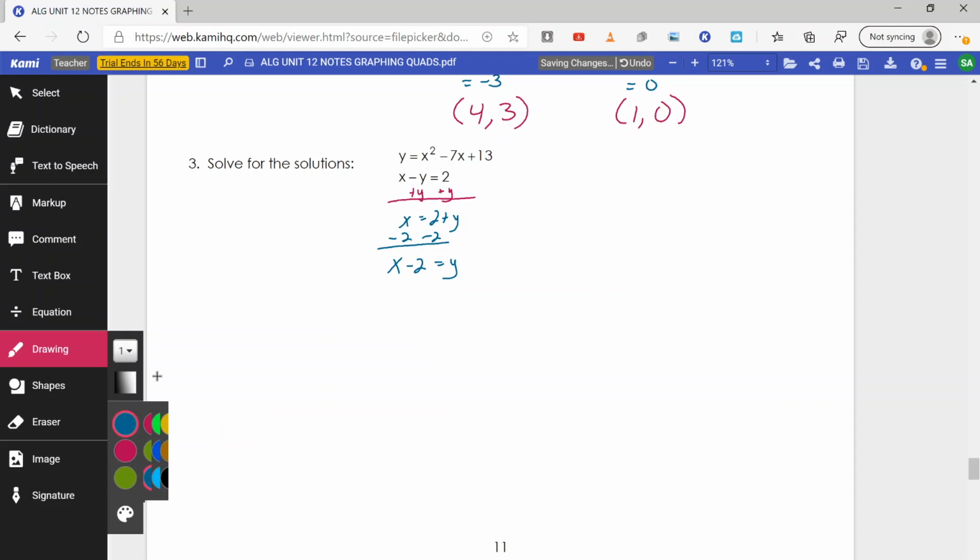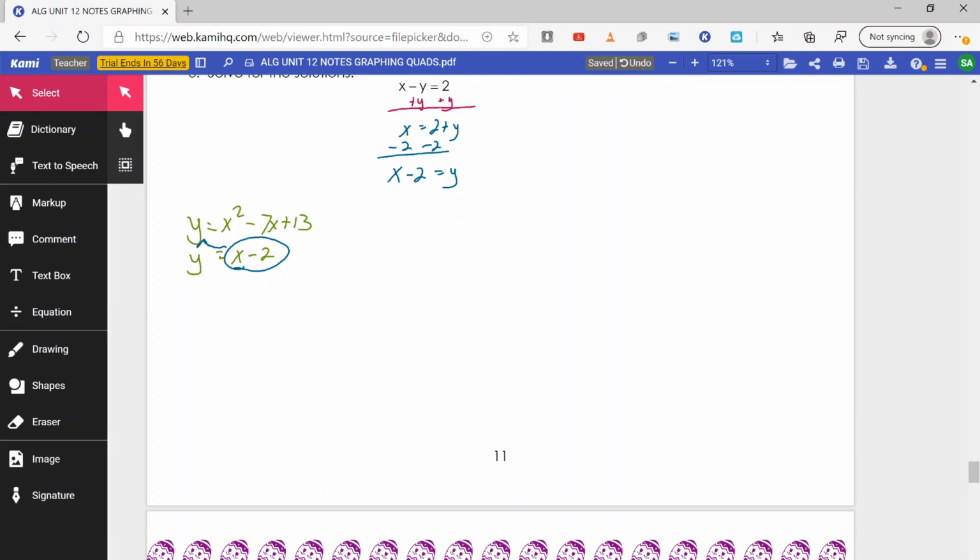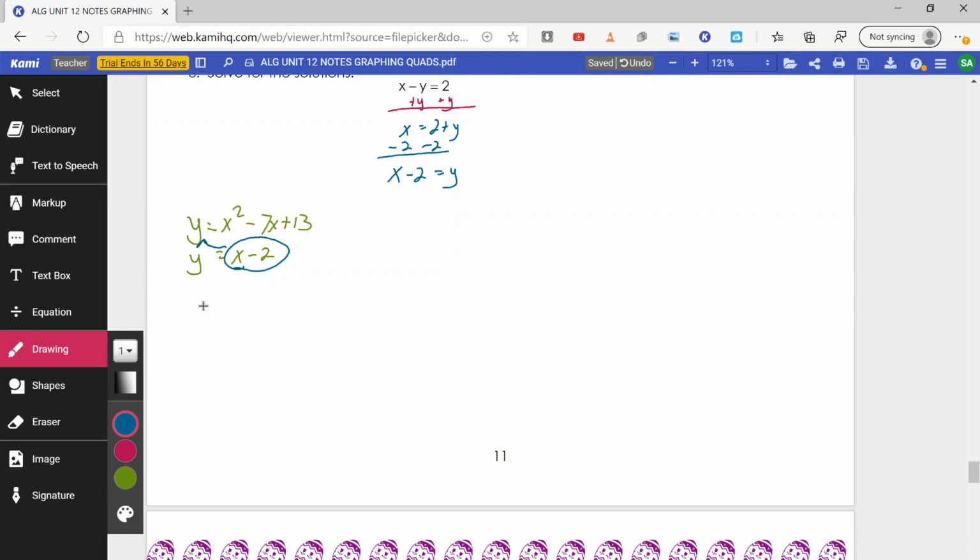So now that we're in the correct format, again, we can swap them. We have y equals x squared minus 7x plus 13, and then here we have y equals x minus 2. So now that I know that y equals x minus 2, I can swap it in. So we have x minus 2 equals x squared minus 7x plus 13.